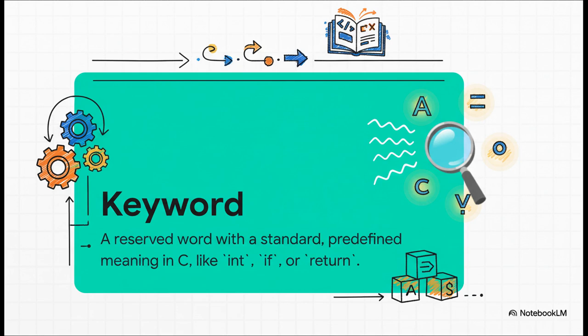The other key pieces here are keywords. Words like int, if, or return. Think of these as the fundamental verbs of the C language. They're reserved, which means they have a special, built-in meaning that we can't change. They make up the core vocabulary that we have to use to write our instructions.